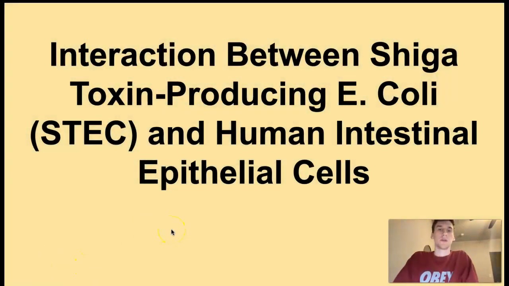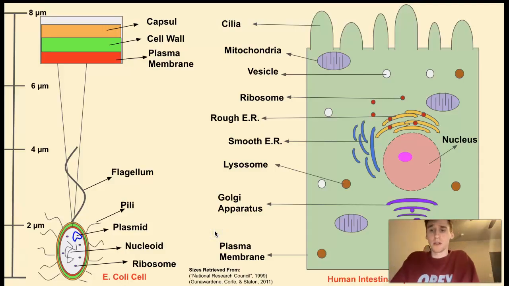For my interaction between a prokaryotic and a eukaryotic cell, I chose the interaction between Shiga toxin-producing E. coli, or STEC, and human intestinal epithelial cells. I did all my drawings through PowerPoint because my handwriting is really bad, and I feel like it would be easier for you and others to read if I produced these using shapes from PowerPoint, but I did all these myself.